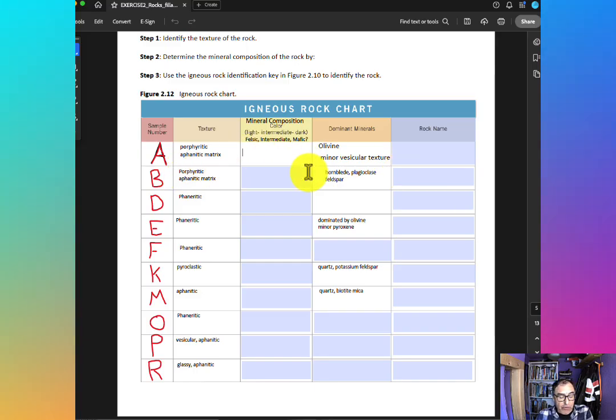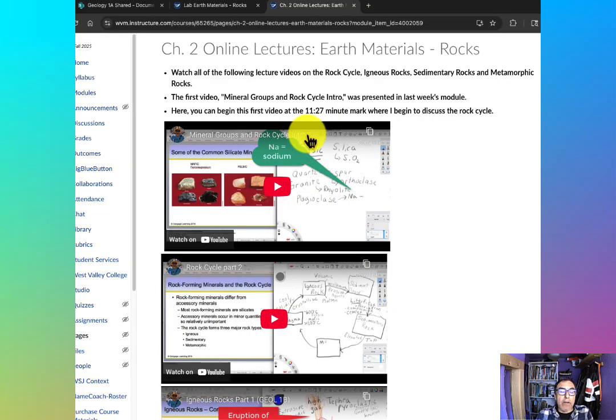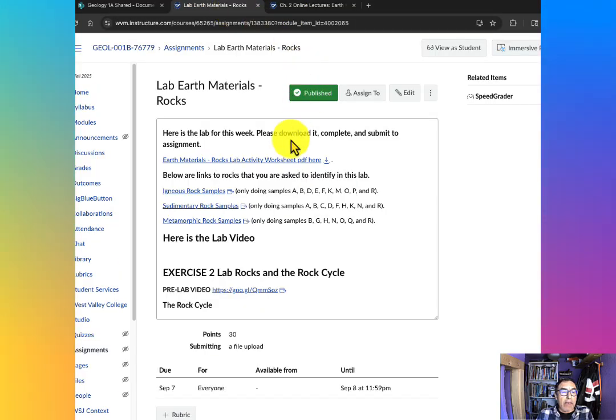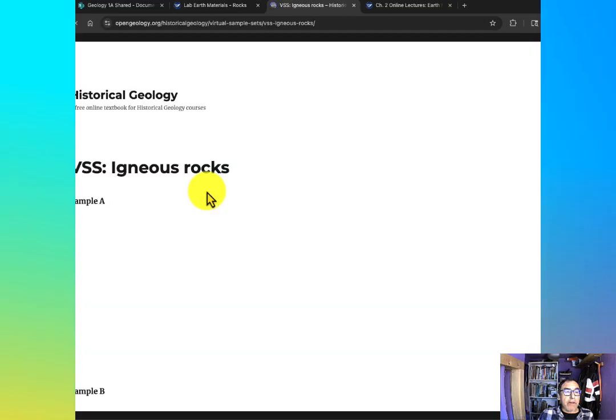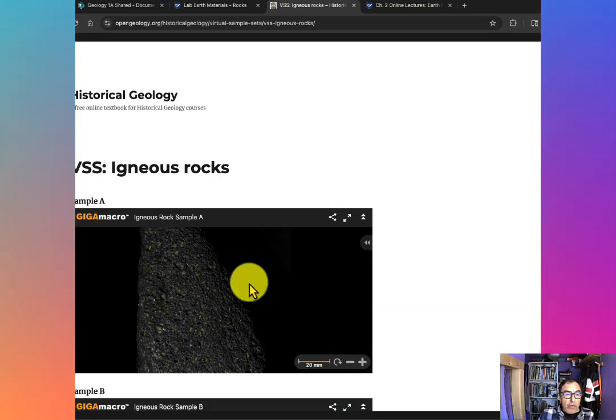So let's look at the first set of rocks here. We'll go back to our Canvas page and look at the igneous rock. You want to click on this link here. Remember, we're doing A, B, D, E, and F. We're not doing all of them that you'll see. Note that we're skipping C here. In fact, we'll do A first, and then we'll do D, because I'm going to do that with you. So we'll go over here, click on the link, and you can expand this.